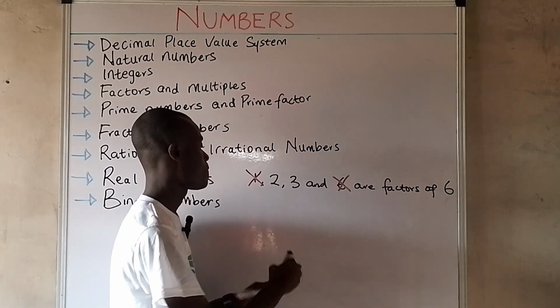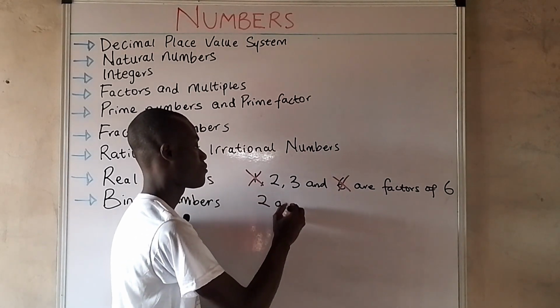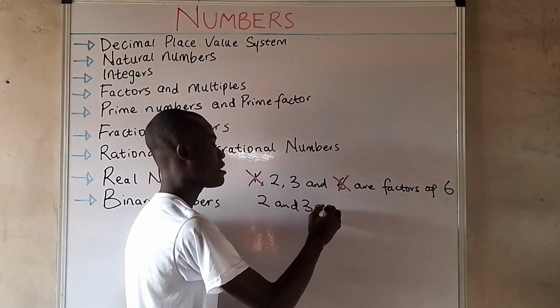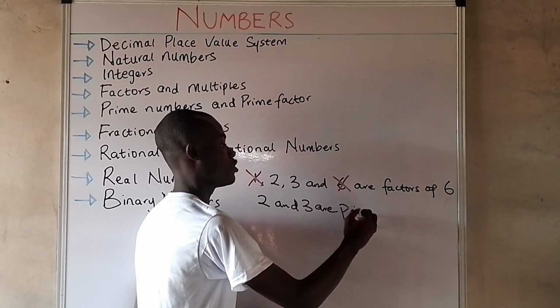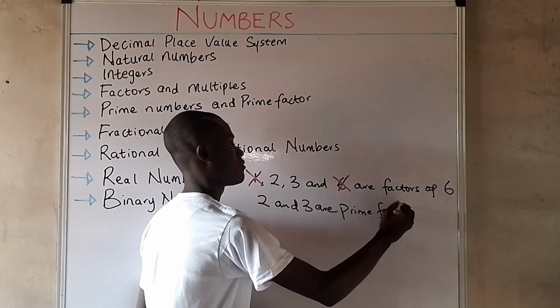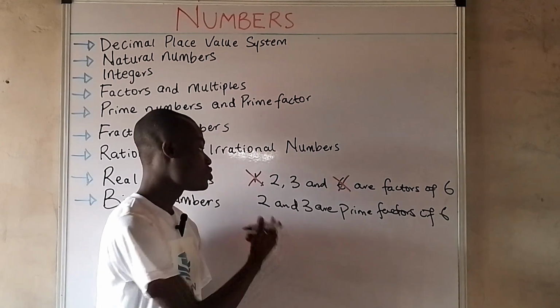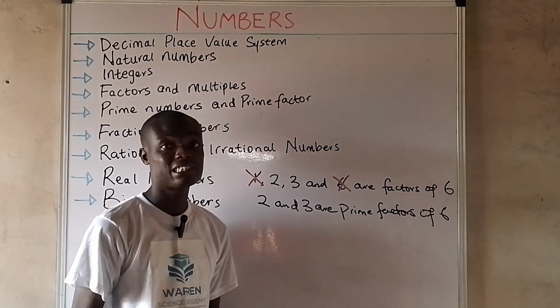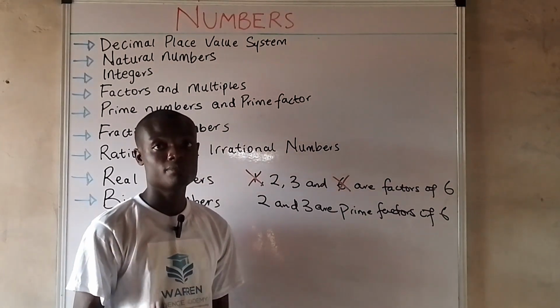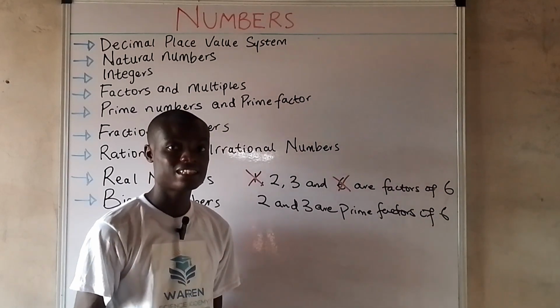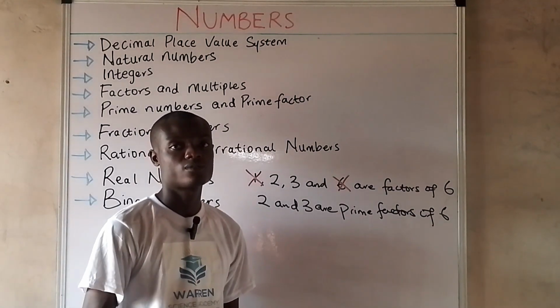So hence, you can therefore see that 2 and 3 are prime factors of 6. Remember, 2 and 3 only have 2 numbers that can divide them without a remainder. Those numbers are 1 and itself.